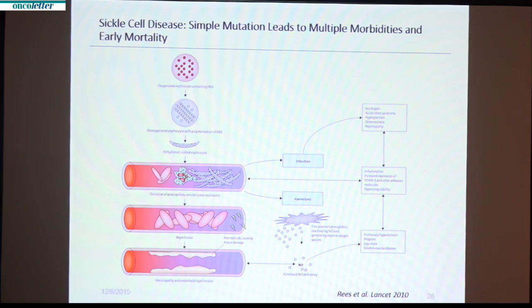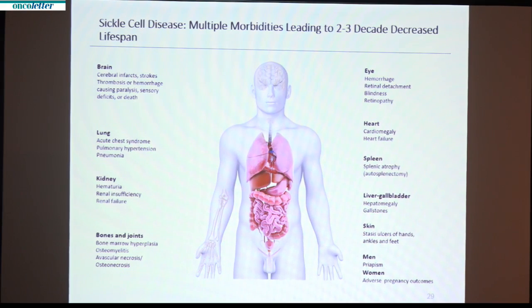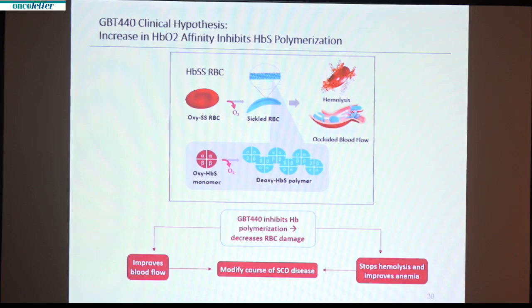other complications. We know within sickle cell there's also a hypercoagulopathy and a hyperinflammatory state. This is just to remind you that every organ in the body, unfortunately, can be affected by sickle cell disease, and that these complications lead to a 2 to 3 decade reduction in the life expectancy of our patients.